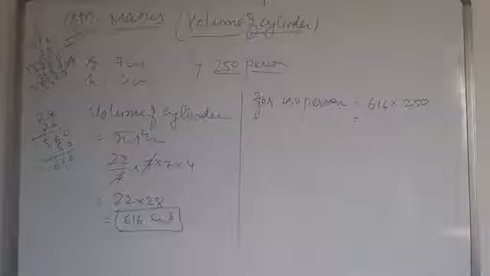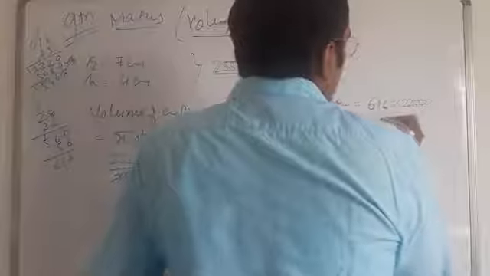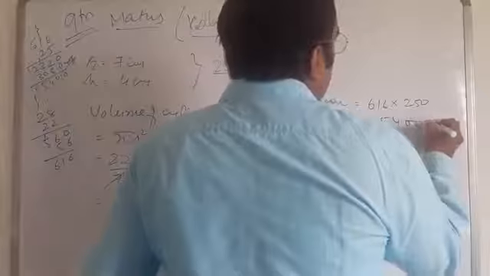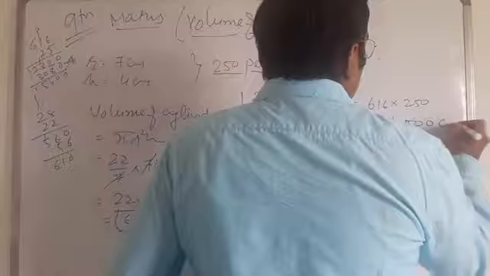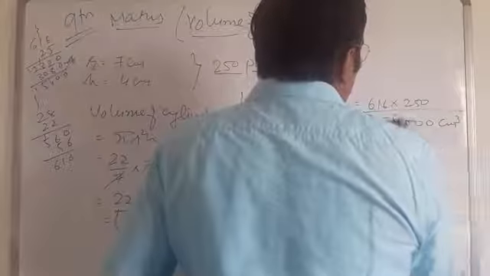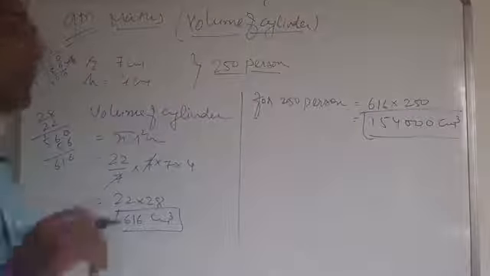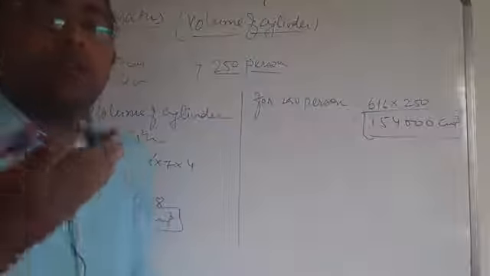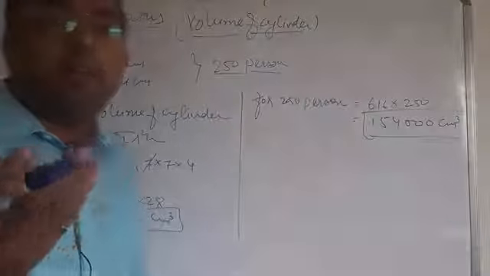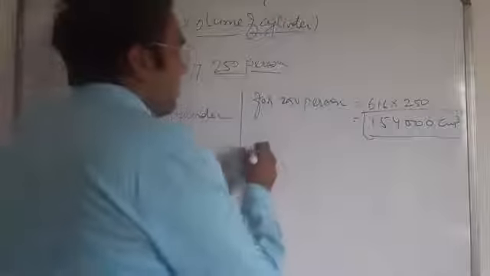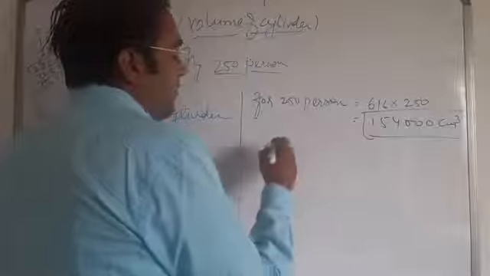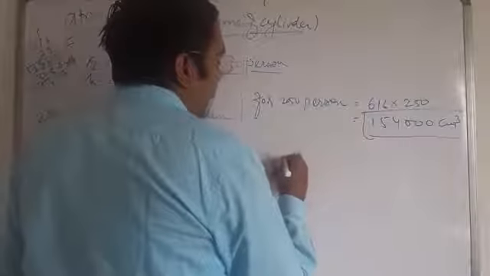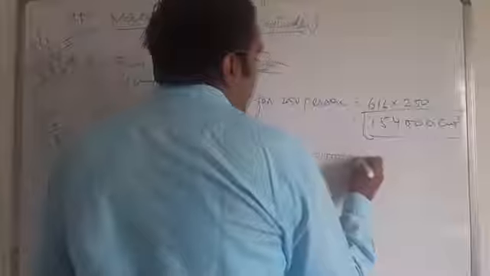Here students, we have to take 15400 centimeter cube as the volume for the 250 persons. Now we require the volume in liters because they have to prepare soup for the patients in liters, not in centimeter cube. So we have to convert it. That is, 1 liter is equal to 1000 centimeter cube.